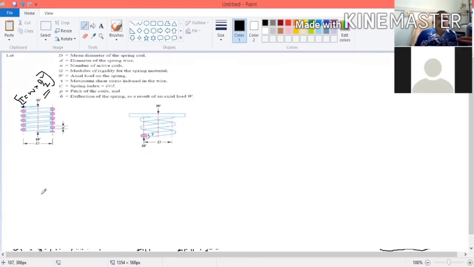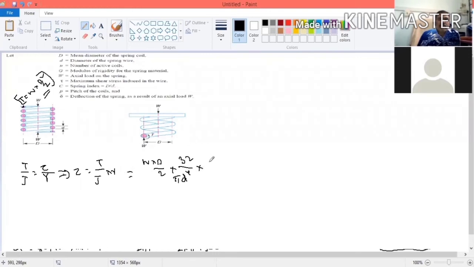Now, if you calculate the shear stress developed in the spring, we know the equation in torsion is T by J is equal to tau by R. Then tau is equal to T by J into R. Here, if you substitute the value of T, which is W into D by 2, divided by J, and J is pi D power 4 divided by 32. You take the 32 here, multiplied by R.